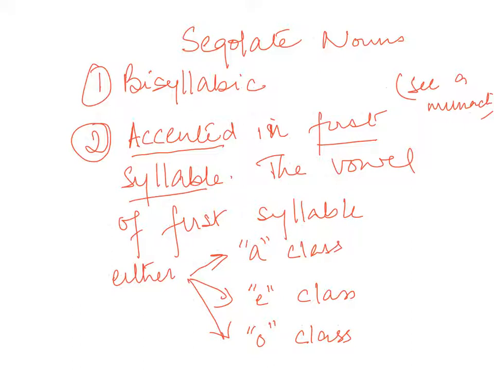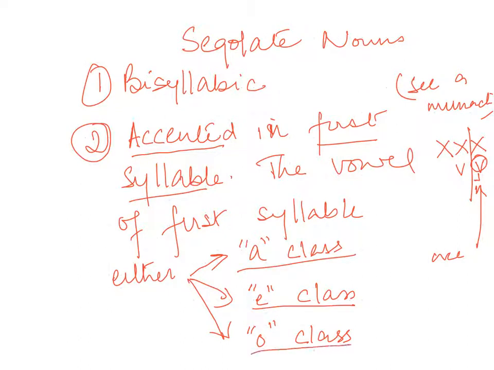So remember, it's a bisyllable. This is the first syllable. These are the vowels. So this will be accented, and the vowel in the first syllable will either be an A class vowel, an E class vowel, or an O class vowel. Let me just show you a few examples of this.